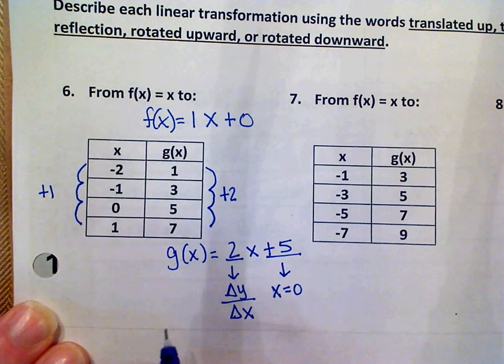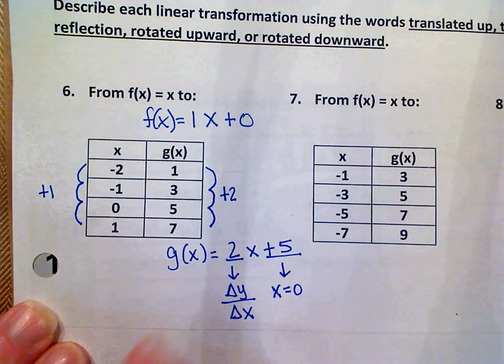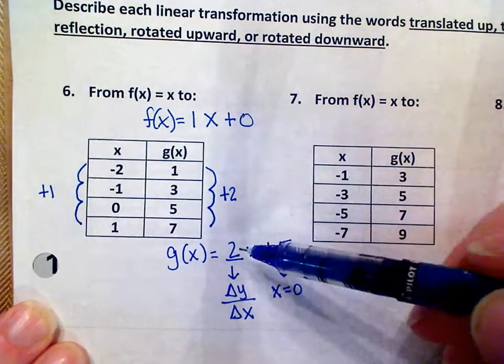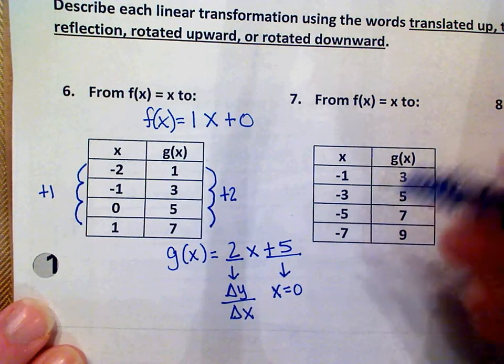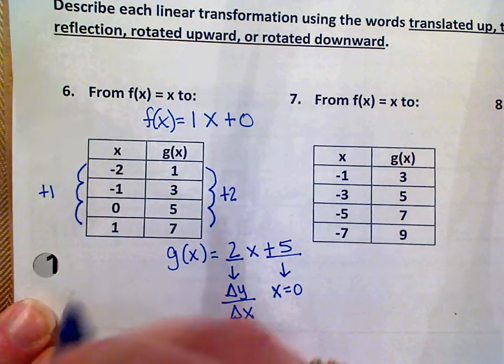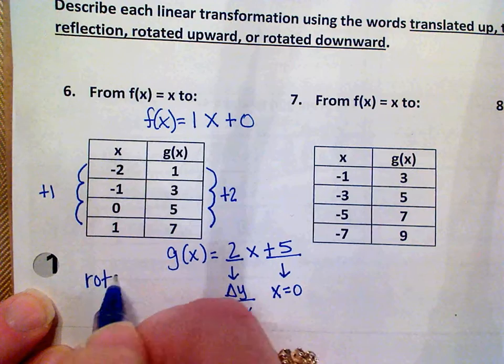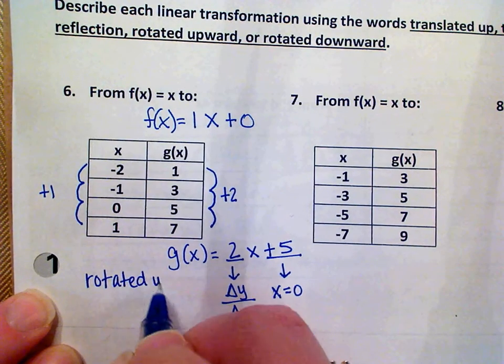Remember, with linear, you don't use the word stretch and compression. You use the word rotate. So we're either going to rotate the line up or rotate it down. If the slope increases, it's a rotation up. If it decreases, it rotated down. So ours increased from 1 to 2. So we're going to say that's a rotation upward.